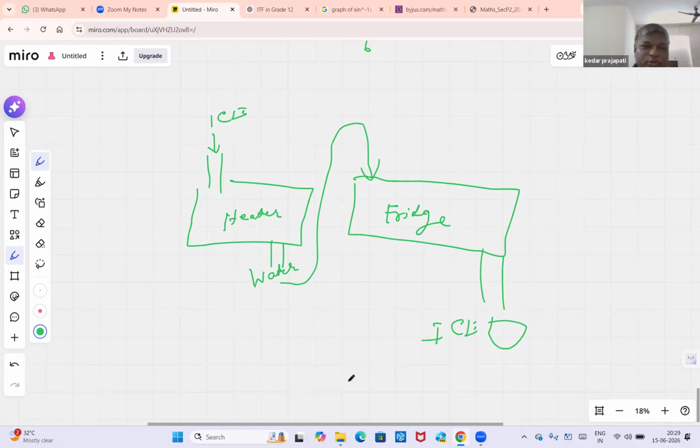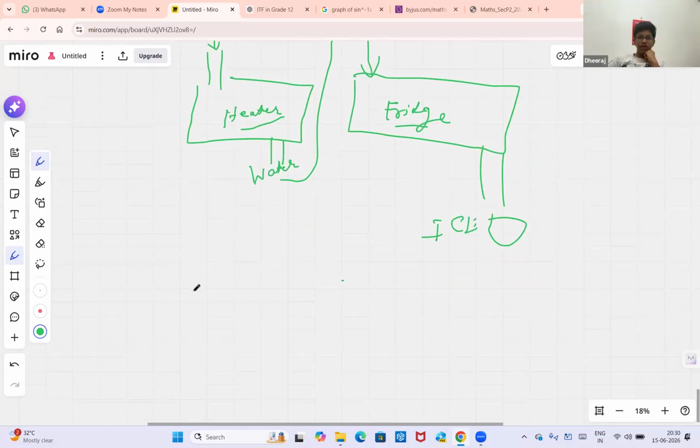So here we have two systems. One is heater and one is fridge. This heater and fridge are inverse of each other, correct? If that kind of relationship is true for any functions, we can call those functions inverse functions. So if you're seeing sine x, its inverse will be sine inverse x.